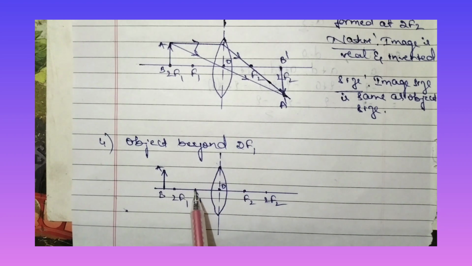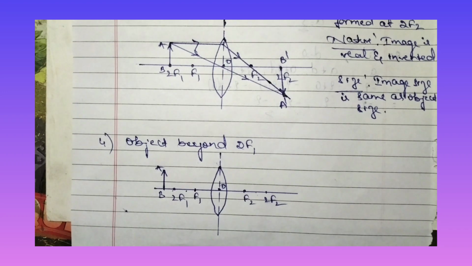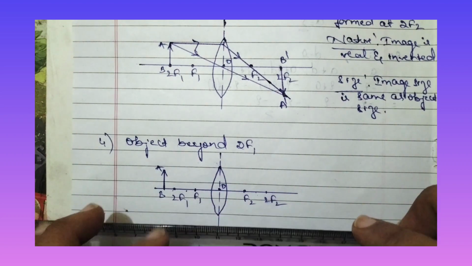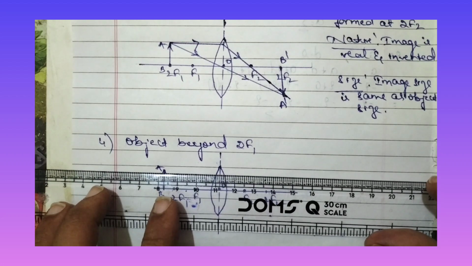Beyond 2f1 means 1, 2, 3, the fourth position. If the object is kept at the fourth position, the image will be formed at the second position. This is the first and this is the second. So the image will be formed between f2 and 2f2. Between f2 and 2f2 the image will be formed.